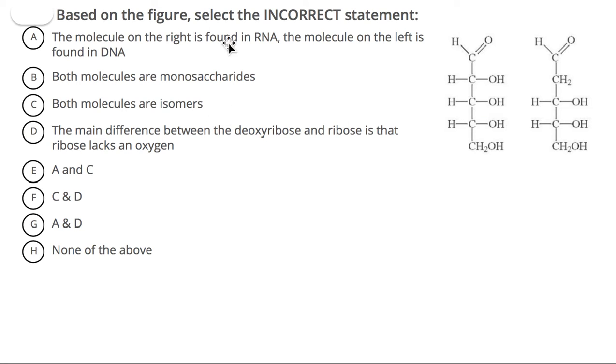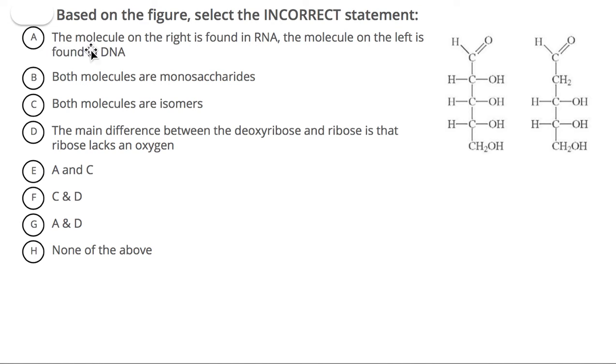For this question right here, based on the figure, select the incorrect statement. So again, we have 1, 2, 3, 4, 5 carbon sugar. So let's look at each of the statements. You can pause this video. I know I'm going really fast because I don't want the video to be too long, but you can pause this video whenever you need to, or you can go backwards.